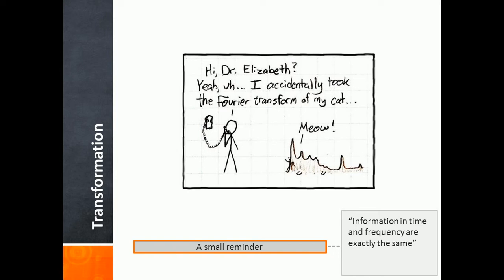A small reminder from the previous lecture was that the information present in a signal is the same whether you see it in time domain or you see it in frequency domain. The reason we do such transformations is because some information is highlighted in time, whereas other pieces of information are highlighted in frequency, and therefore the need for transformation.